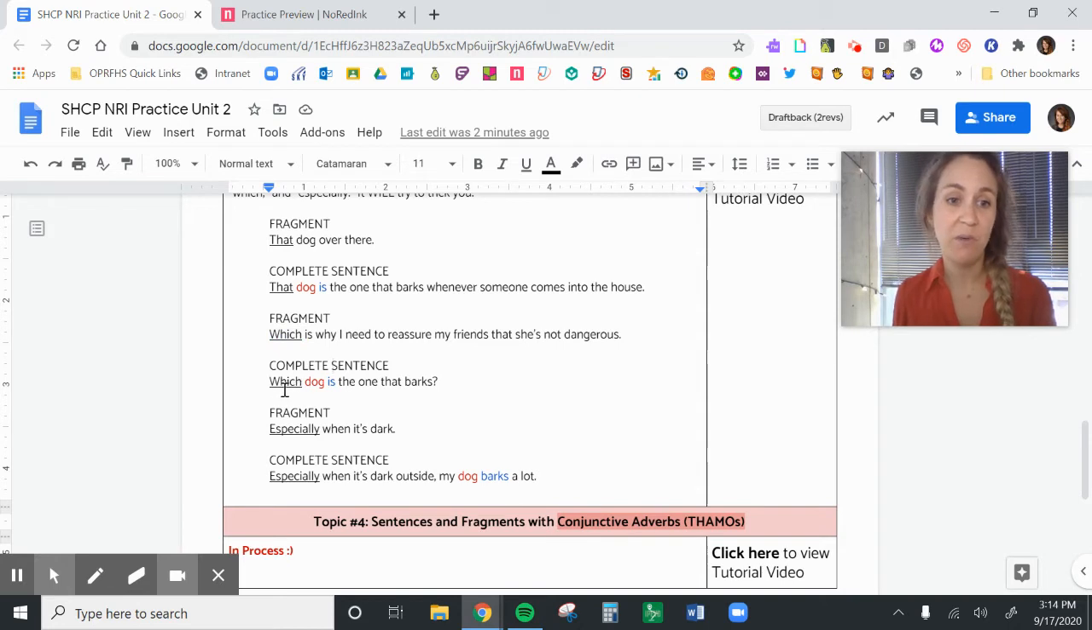This one also starts with which. Which dog is the one that barks? But that's a full thought, right? Because which dog is the full subject here. Which dog is the one that barks?